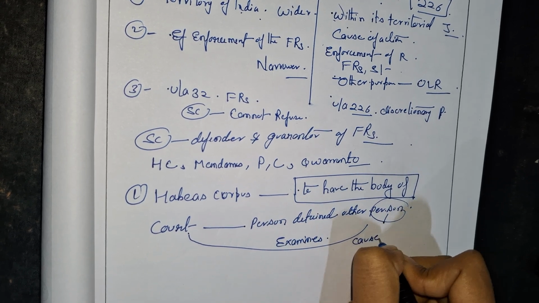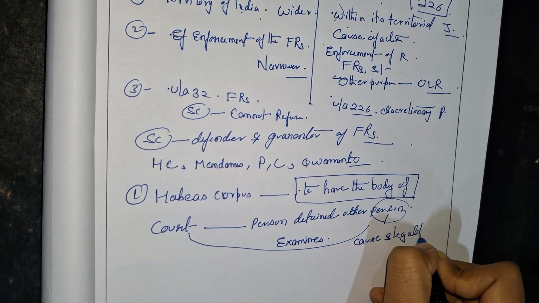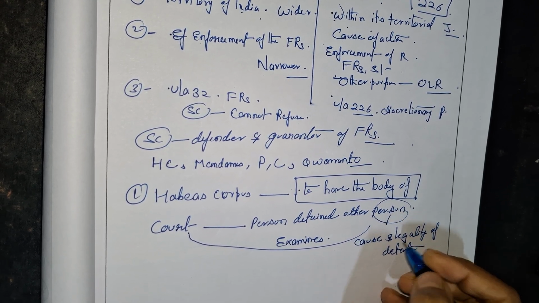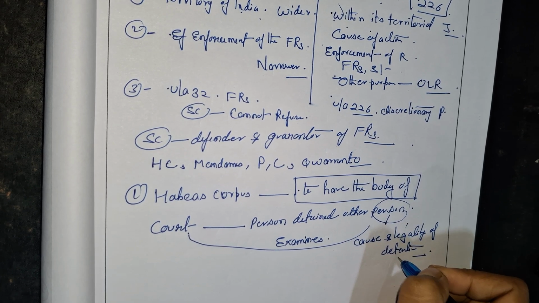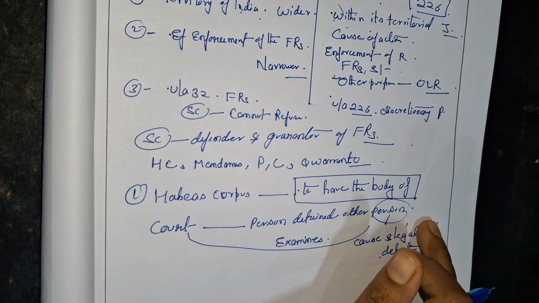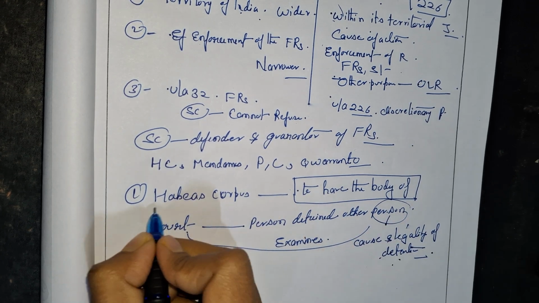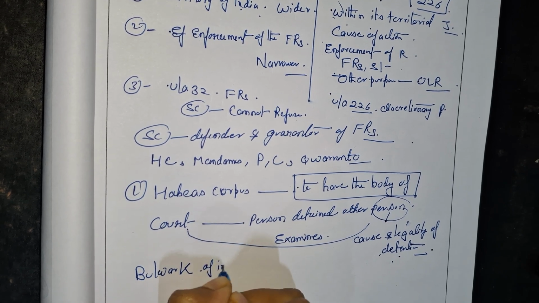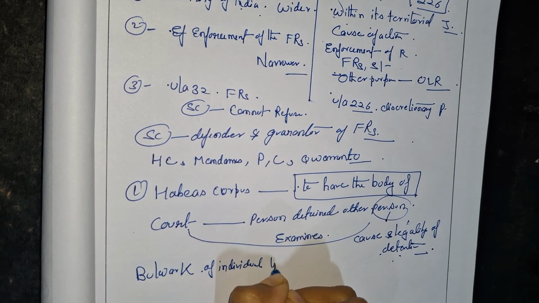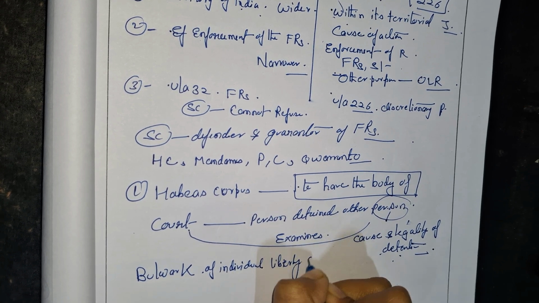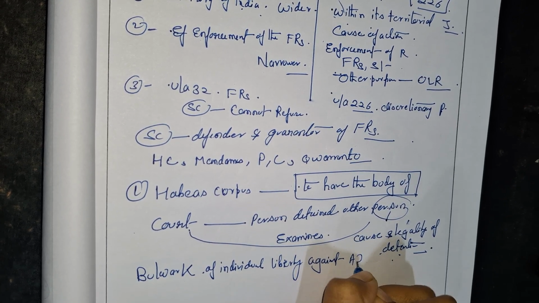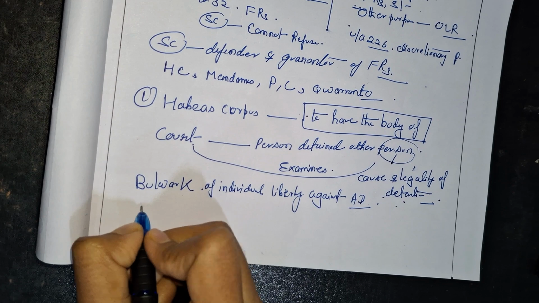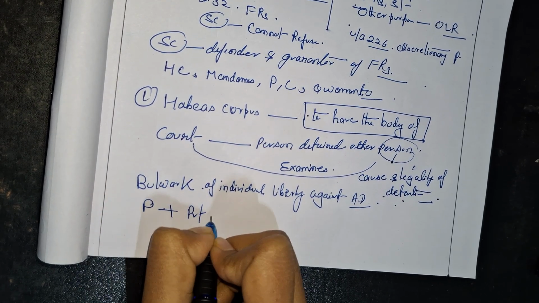The court then examines the cause and legality of detention. And if the detention is found illegal, then the person would be set free. This writ is a bulwark of individual liberty against arbitrary detention. This writ can be issued against both public authorities as well as private individuals.